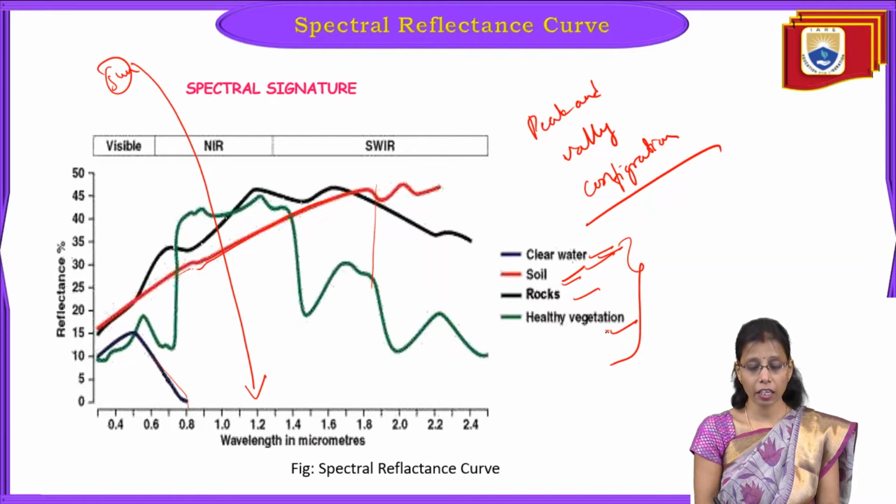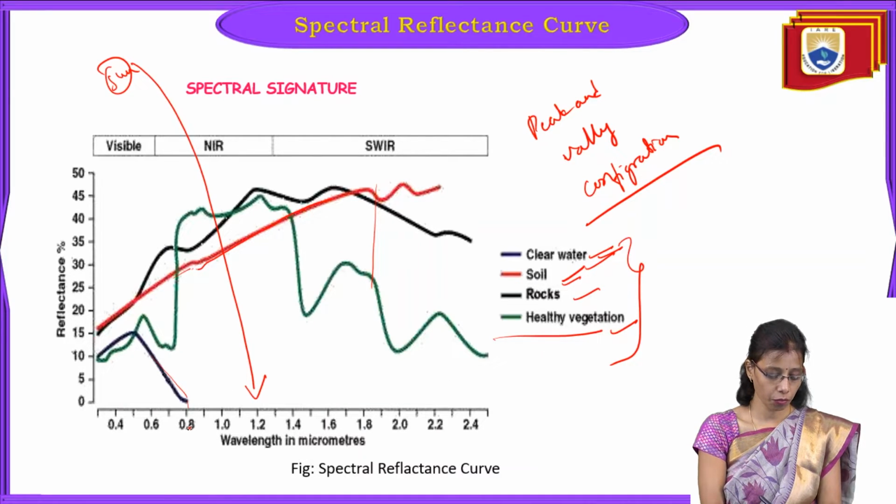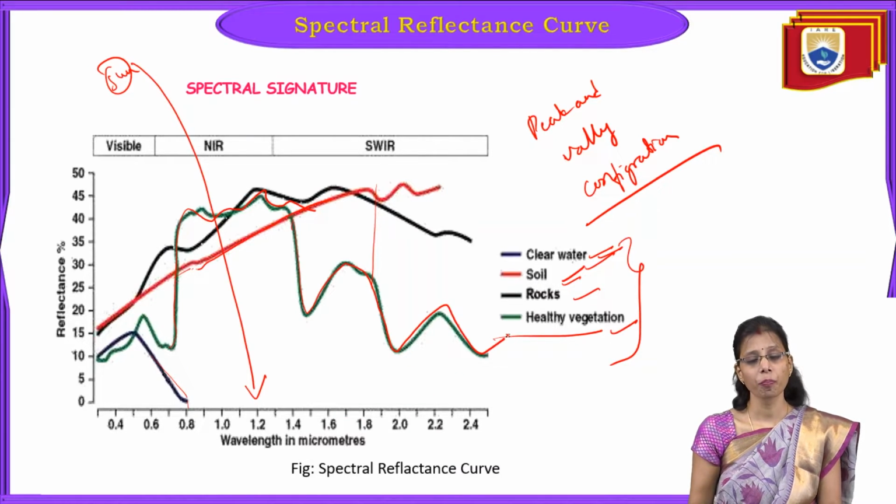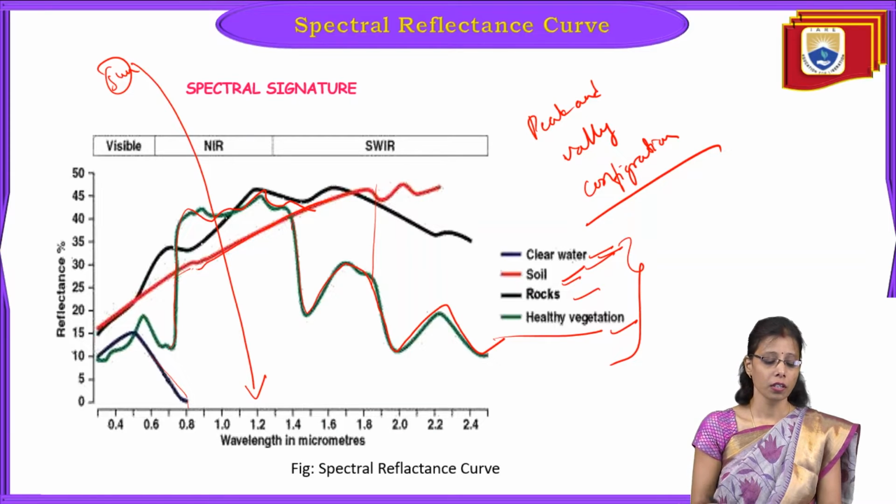When you talk about healthy green vegetation, you can see here 0.4 to 0.7, it is just absorbing. We can see a small peak, but the maximum peak is in the infrared region. It is the highest peak. Then again it is falling down, falling down. That means in the microwave region and radio region, it absorbs, so it will not reflect. It will only reflect in the infrared region, where it is the highest peak of reflection.